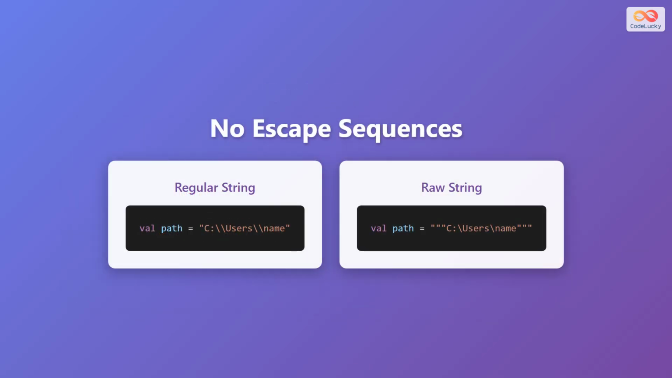Here's a practical comparison. With regular strings, if you want to write a Windows file path, you need to escape every backslash by doubling it. So C:\users\name becomes C:\\users\\name. But with raw strings, you simply write C:\users\name with single backslashes. No escaping required.